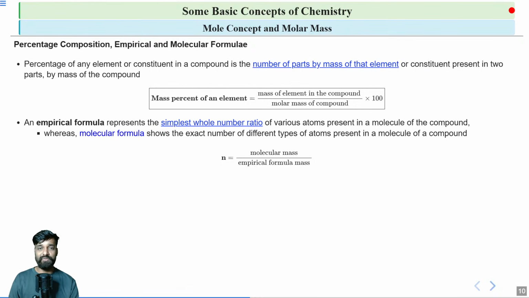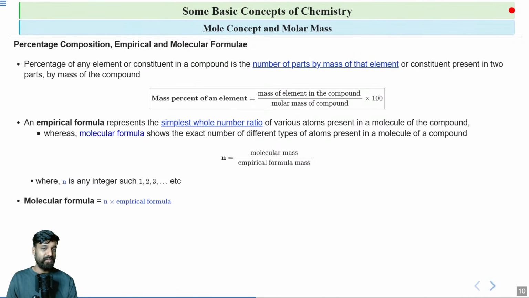So in this way you calculate your n, which is the whole number you have to multiply throughout the empirical formula to get the molecular formula. Now moving on to the next, what is n here? n will always be an integer, 1, 2, 3, means a non-zero positive integer, right? Now if you want to calculate the molecular formula, it is very simple. You simply multiply your n with the empirical formula and you get your molecular formula.